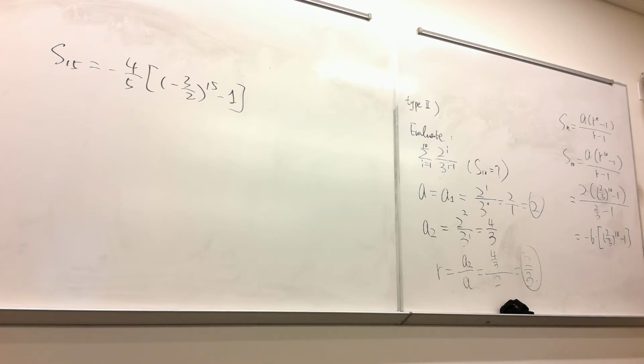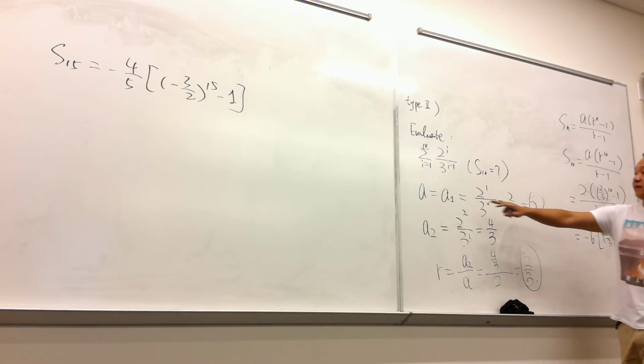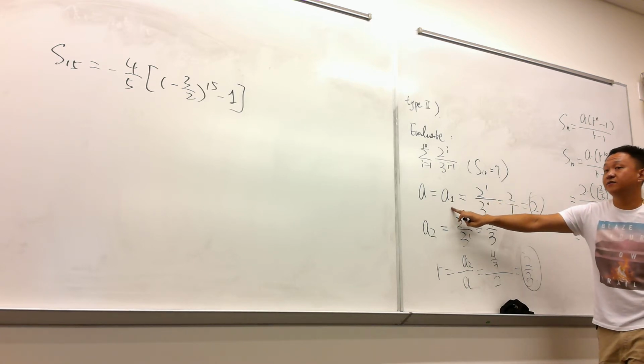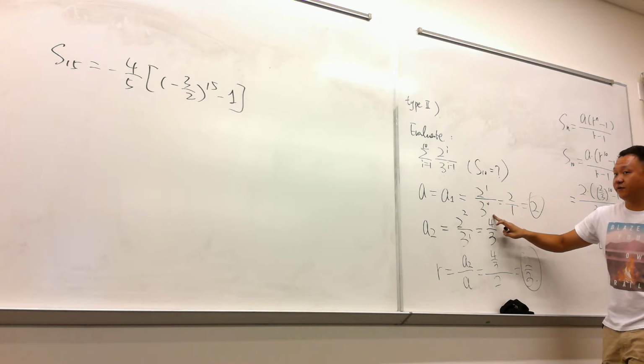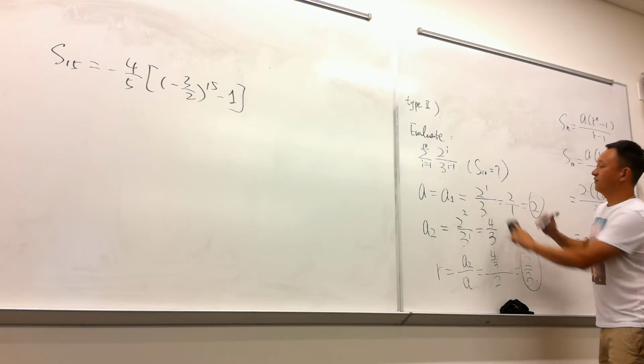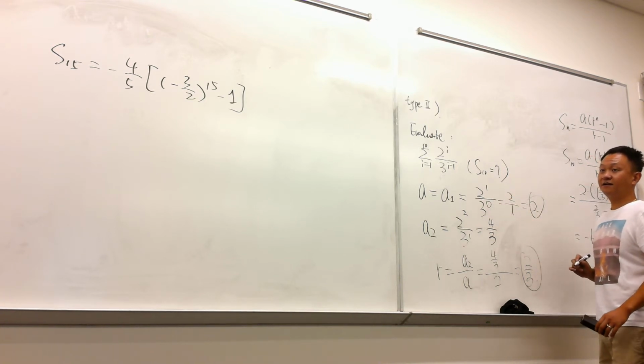Where? 8 to the 1. 8 to the 1 here. Yeah, this one, A sub 1, and then what? 2 to the 1, yeah, over 3 to the 0. No, 3 to the 0. Okay. Better?